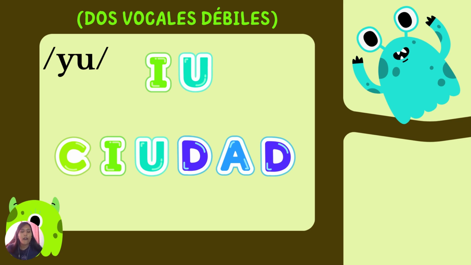Then we have a diphthong with two vowels that are soft, okay? Dos vocales débiles. So in this one, we say iu, iu. For example, we identify that this diphthong appears at the beginning of the word, so we blend until the diphthong. So we're gonna say ciudad, ciudad, ciudad.